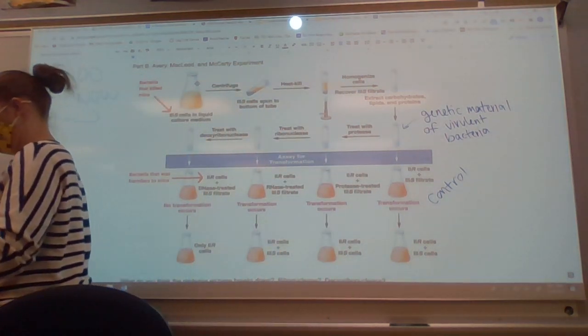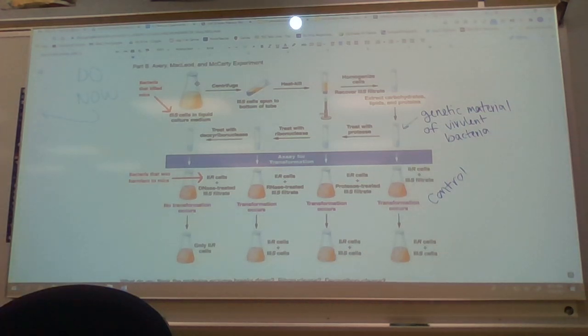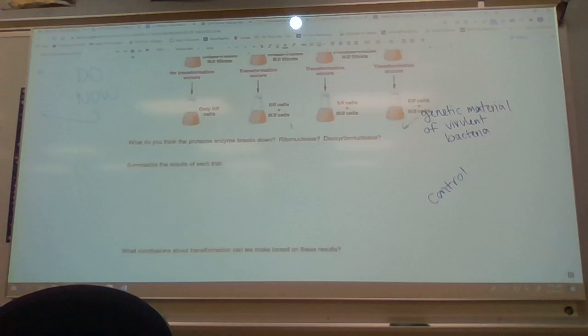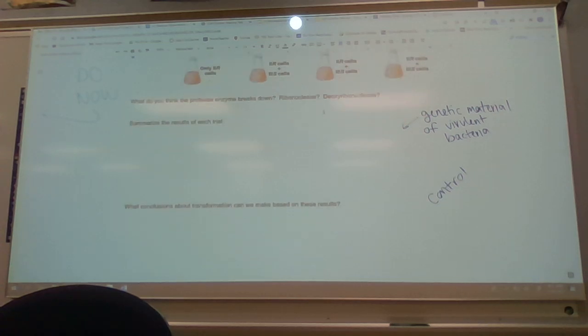So take a couple seconds if you need to write any notes down before we move on. Especially that last one: what conclusions about transformation can we make based on these results?